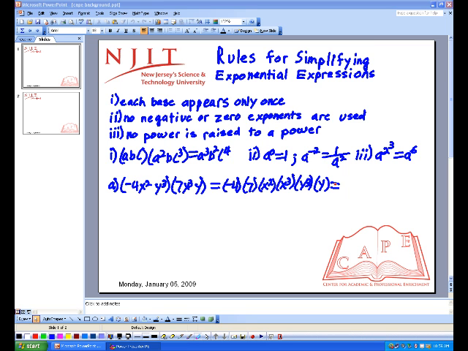Now 4 times 7 is 28, and there's a negative in front of the 4, so that's negative 28. X squared times x cubed is going to be x to the fifth, so that's x to the fifth. Y cubed times y is y to the fourth, so that's y to the fourth. And we have negative 28, x to the fifth, y to the fourth.